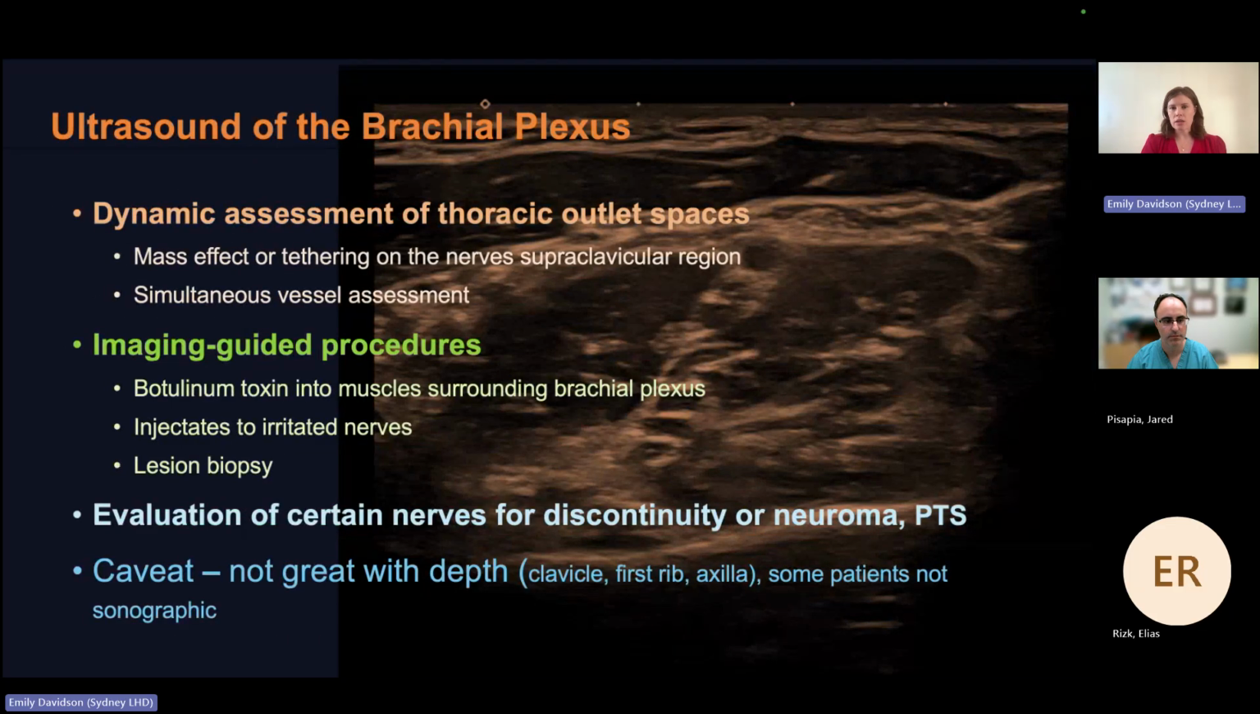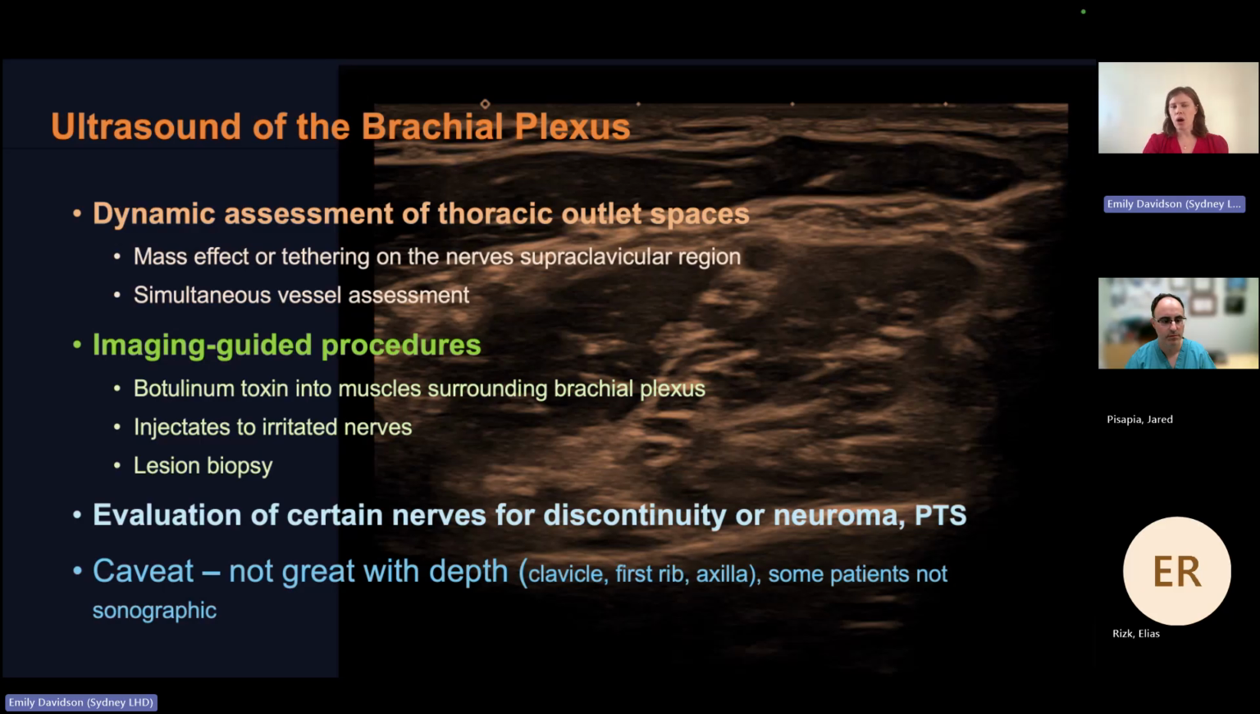Now, ultrasound of the brachial plexus is difficult because we have the clavicle, the first rib, and the axilla can be quite challenging to access under ultrasound. But where I typically use ultrasound is in a dynamic assessment. So in cases of, say, thoracic outlet syndrome, where we're looking for any kinking, distortion, tethering on the nerves, for example, particularly in that supraclavicular region. And the advantage here is that we also get simultaneous vessel assessment.